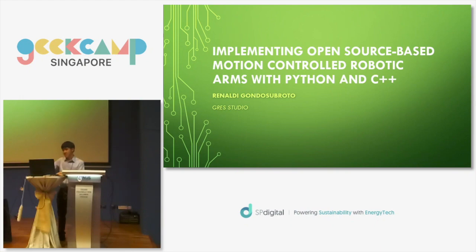So today I'm going to be talking about implementing open source based motion controlled robotic arms with Python and C++. My name is Renaldi Gondosubroto, as introduced, and I am the founder of Gray Studio, which is an IoT based startup. So without further ado, I'm just going to get right in. And of course, we're going to have an interesting demo as well at the end.